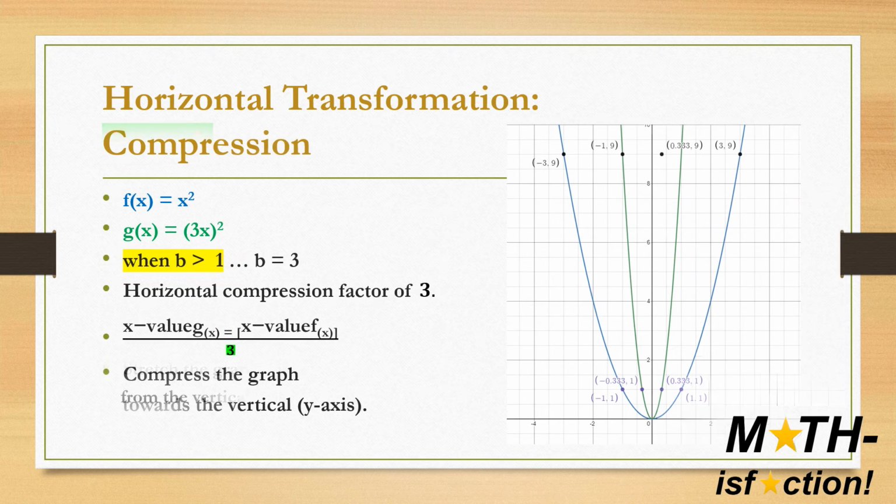And it will be a compression when b is greater than 1. The u is getting thinner. The parabola is squeezed towards the y-axis.